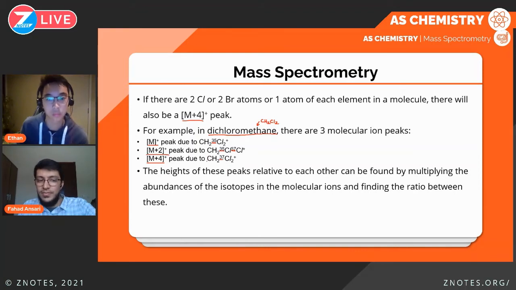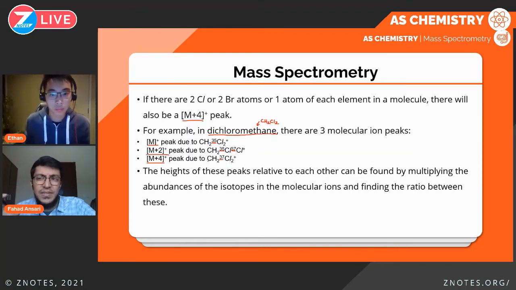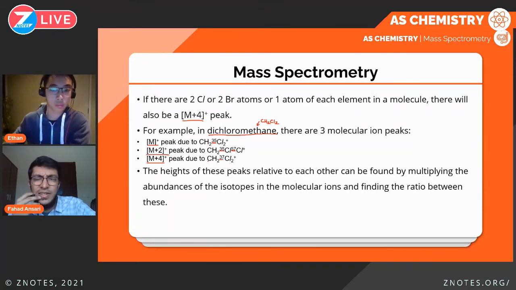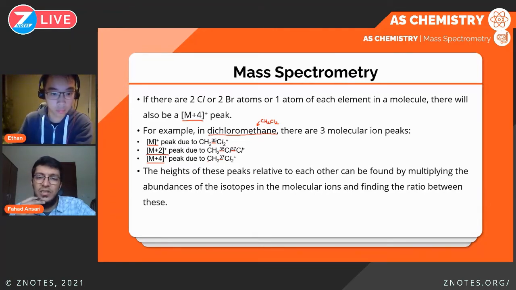Now, the ratio of the heights of these three peaks: the working is not exactly that important, but it's still a good idea to know how the ratio comes about.